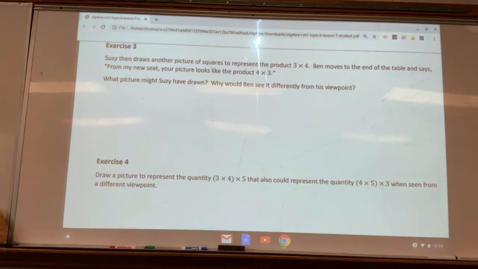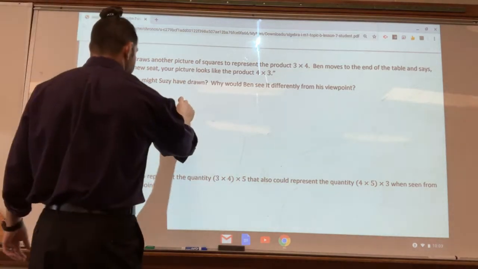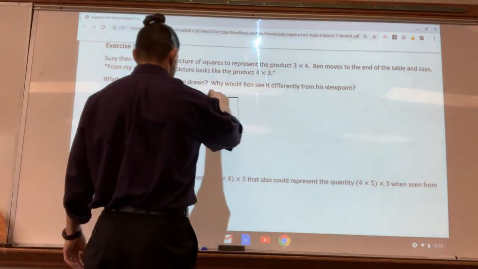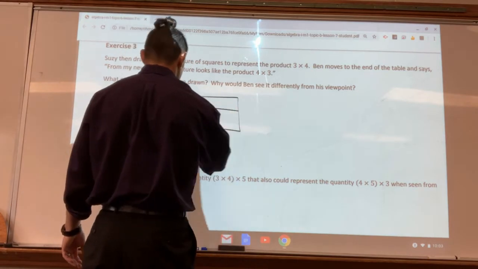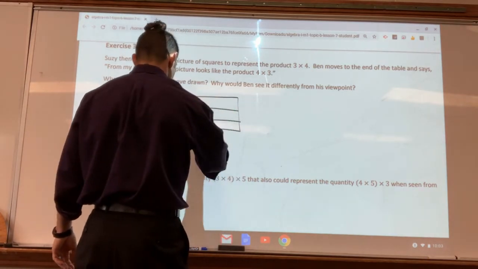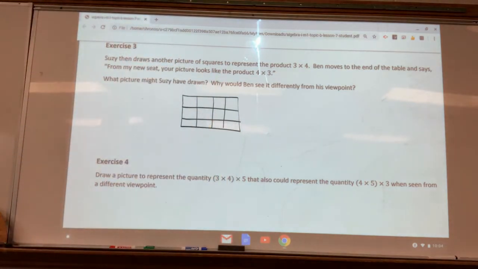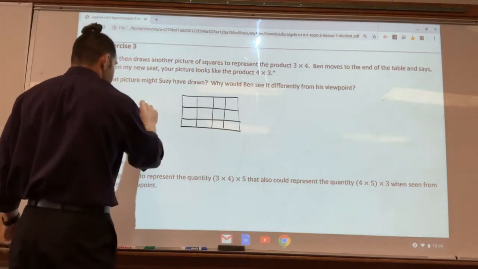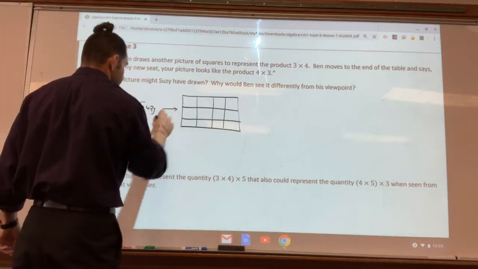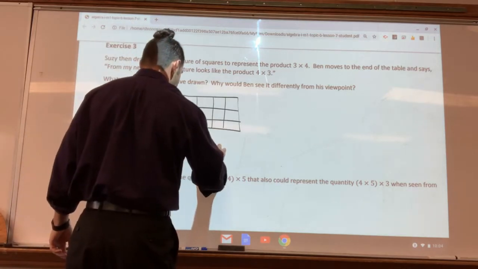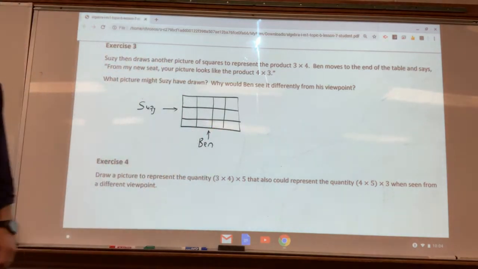Well, let's see. Susie's going to have drawn something that looks like this. 1, 2, 3, 1, 2, 3, 4. Okay. Is that right? Did I do it right? I did. Yay! So Susie's looking here at this. She's looking this way. Ben's looking this way. Because again, Ben's just trying to prove Susie wrong.